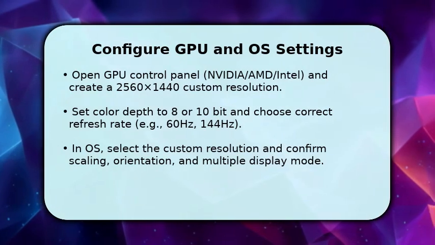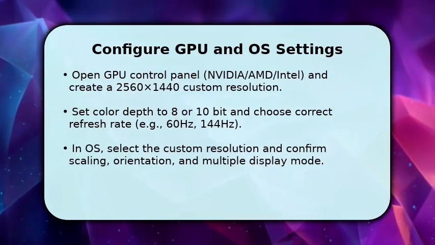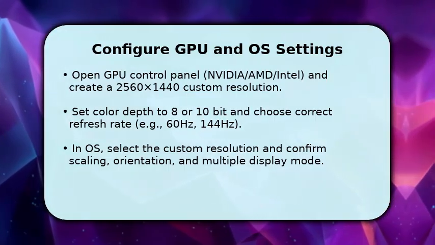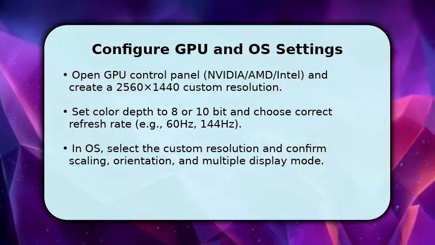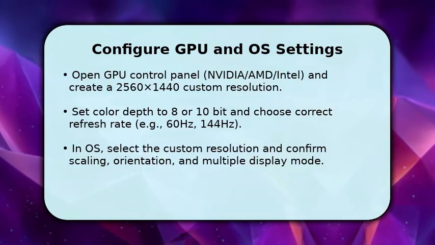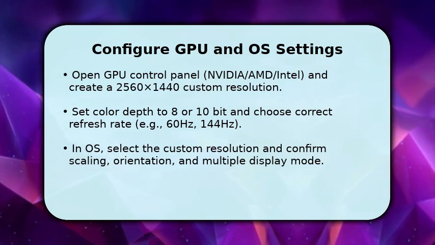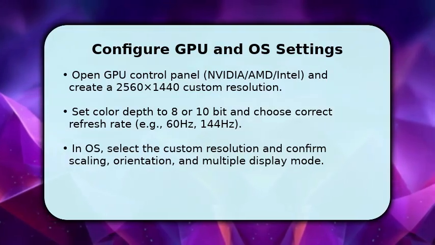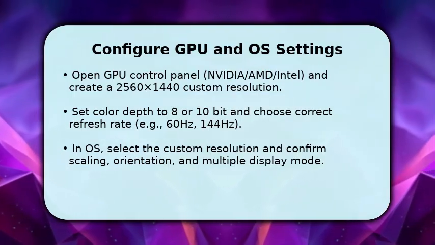Now you configure the GPU to produce exact 2560 by 1440 timing rather than relying on defaults. Open the GPU control panel, create a custom resolution with the correct horizontal and vertical totals, and choose the desired refresh rate. This controls pixel clock. Make sure color depth is set to 8 or 10-bit depending on your panel. Once you add the mode, switch the OS display to it and verify scaling and multi-monitor modes. This avoids unintended interpolation or letterboxing.